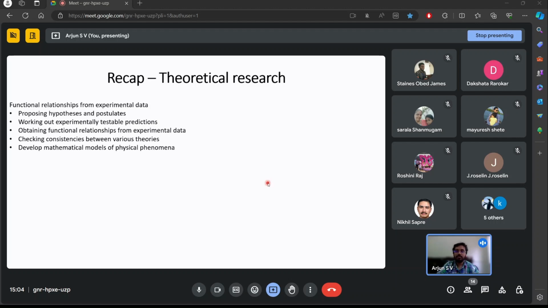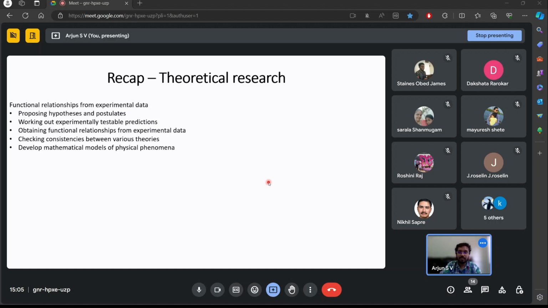After you get the data, you obtain a functional relationship from experimental data. You have a bunch of independent variables and some dependent variables. You try to establish a meaningful relationship between the independent and dependent variables, and in most cases it ends up in the formation of an algebraic expression which involves the independent and dependent variables.